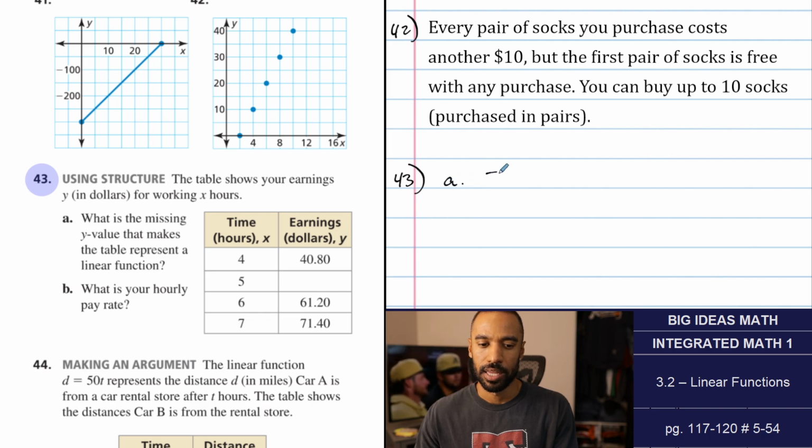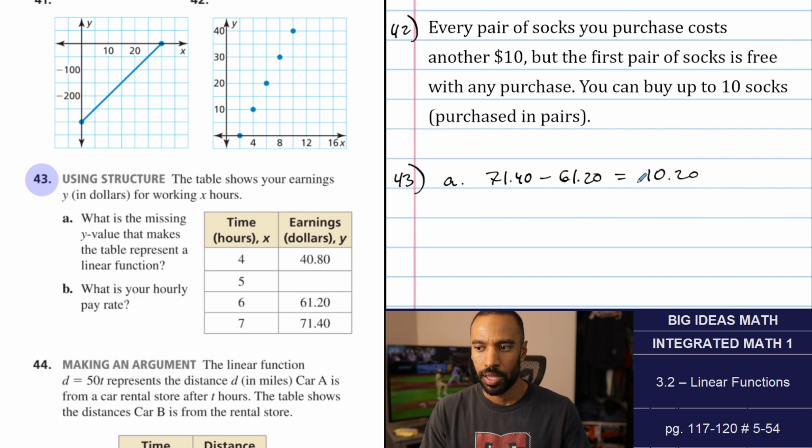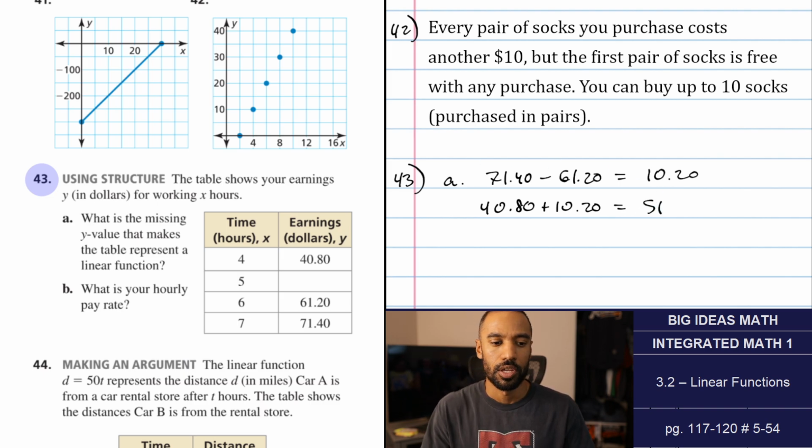So for part A, 7140 minus 6120 gives you however much you add from 6120 to get 7140. And that's going to be $10. Is this money? $10 and I think 20 cents. $10.20. So if we're adding 1020 to get from here to here, then 6120 minus 1020 can get us that number, or 4080 plus 1020 can get us that value, which is $51. So what's the value that goes here?